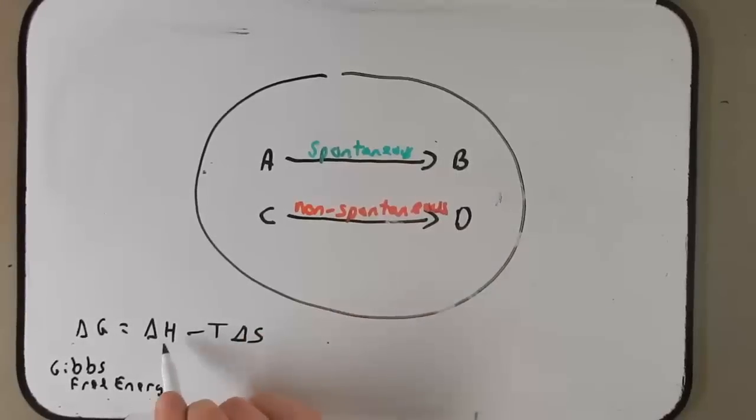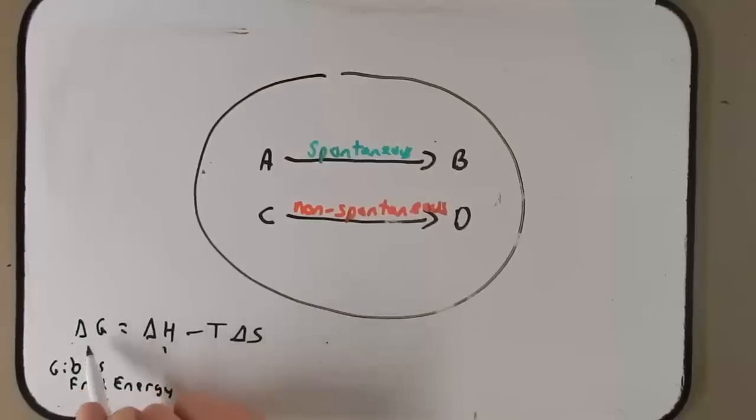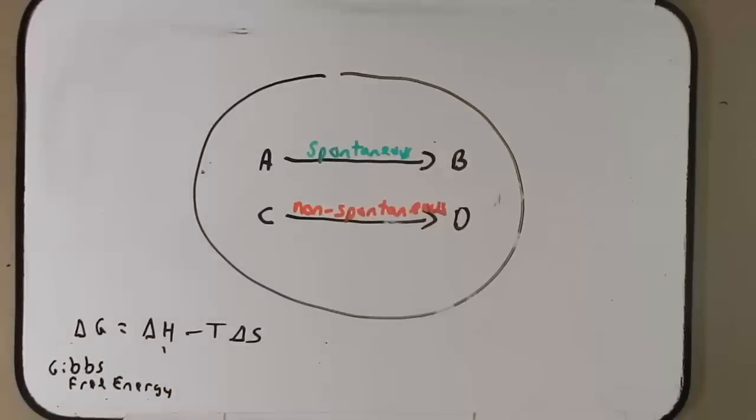If you remember, delta H is the enthalpy of the system, that is the total energy in the system. Delta S, I don't know if I mentioned it before, but delta S is entropy. And then T is temperature. So by considering the total amount of energy in a system, as well as the degree of disorder in that system, and the temperature, we can calculate this value of delta G. So what does this value tell us?